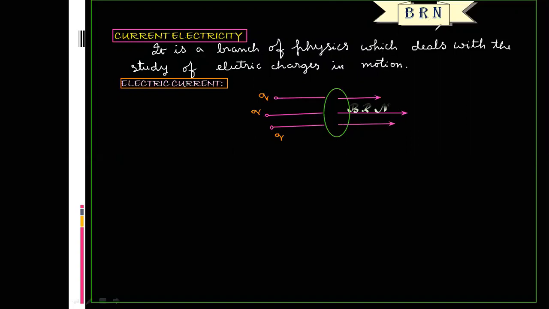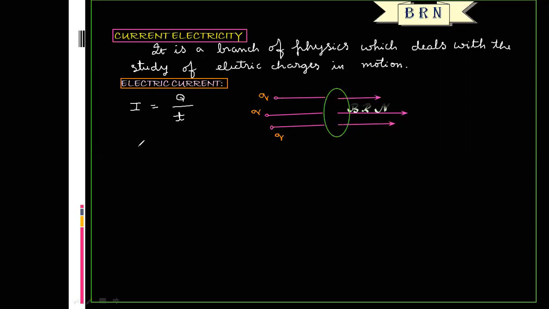Okay, what is the mathematical expression for electric current? That is very important. The mathematical expression for electric current is I is equal to Q divided by T. Q means the total charge flowing. T means the time taken. I is the symbolic representation of electric current. So I is equal to Q divided by T.